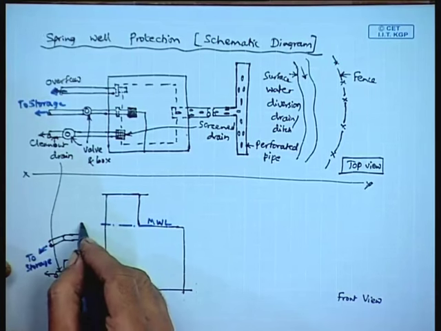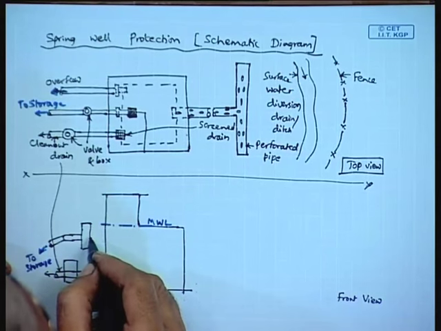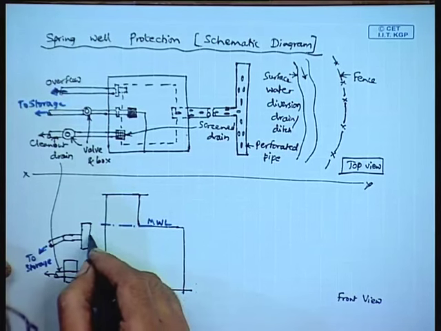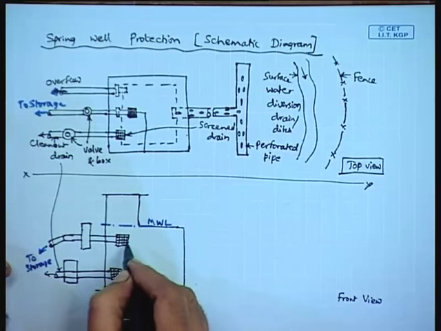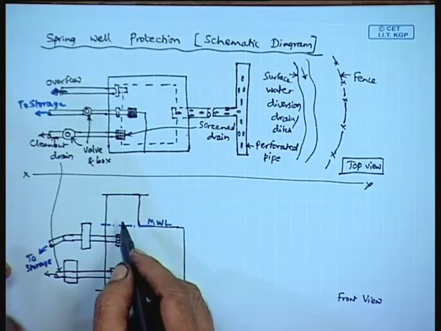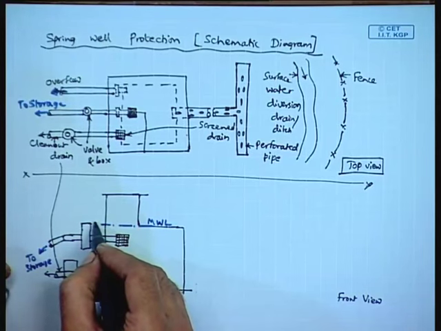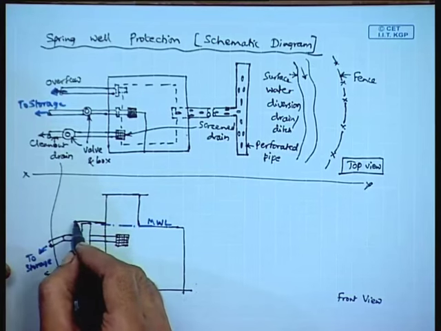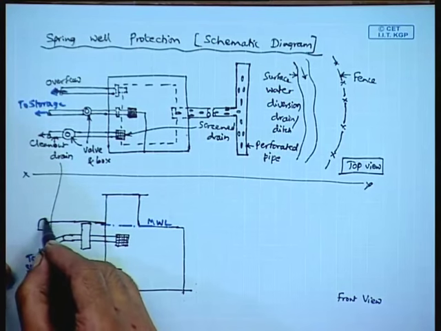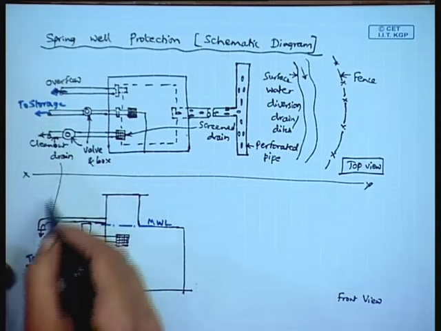So here this is the valve. And of course here also there is another screen drain required. And then this is just above the maximum water level. So there is this overflow valve, overflow pipe. So this is overflow.